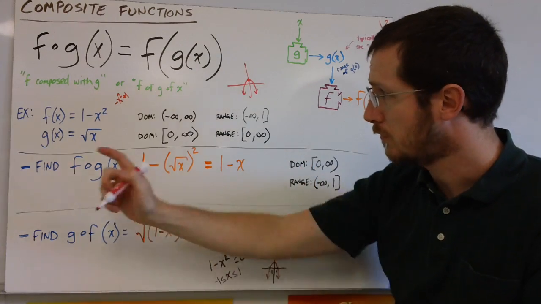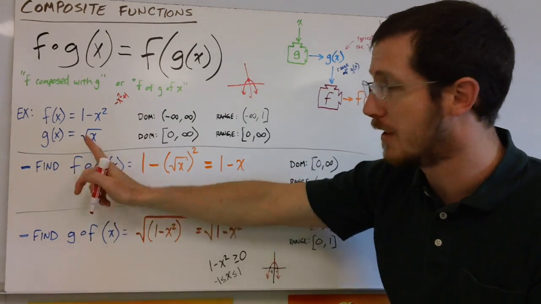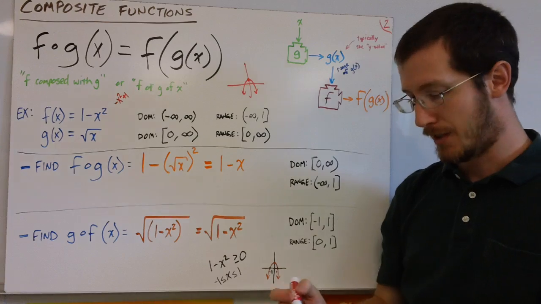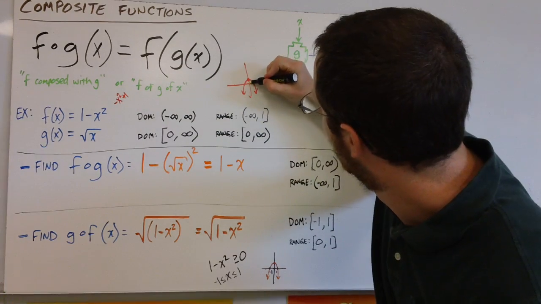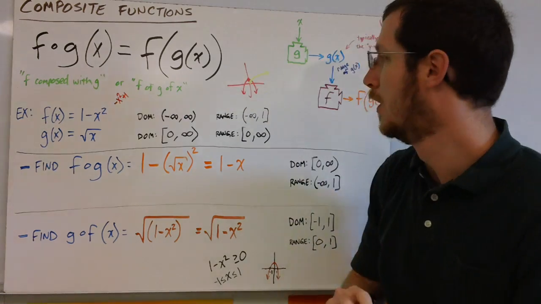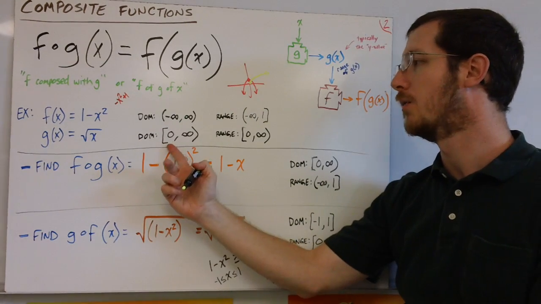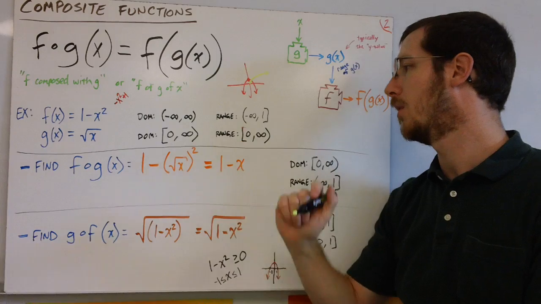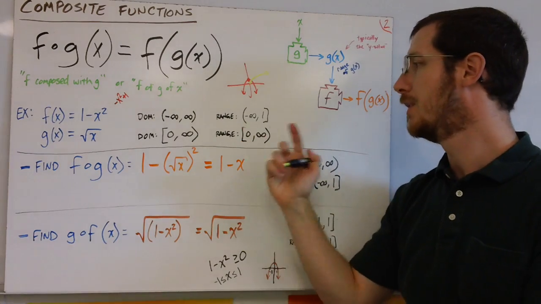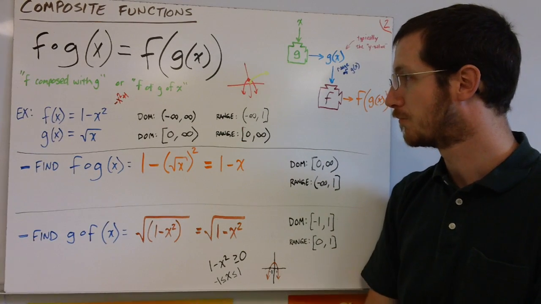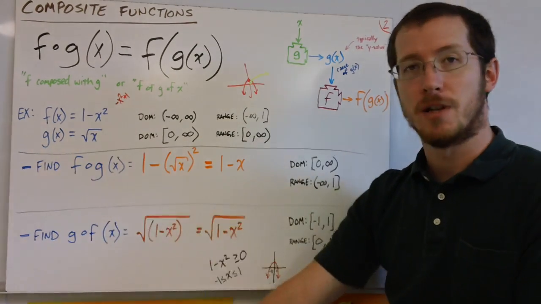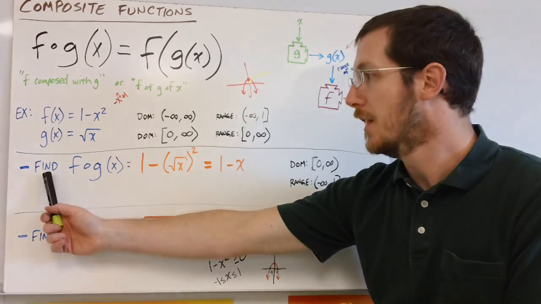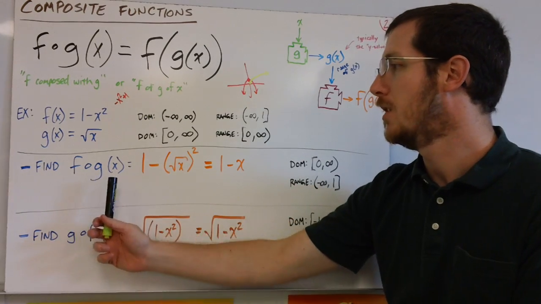For g of x, we've got square root of x. So that's our square root function. So the domain is including 0 all the way up to all positive numbers. Same thing for the range. So we've got domain and range for each of our individual functions. Let's start off by finding f of g of x.